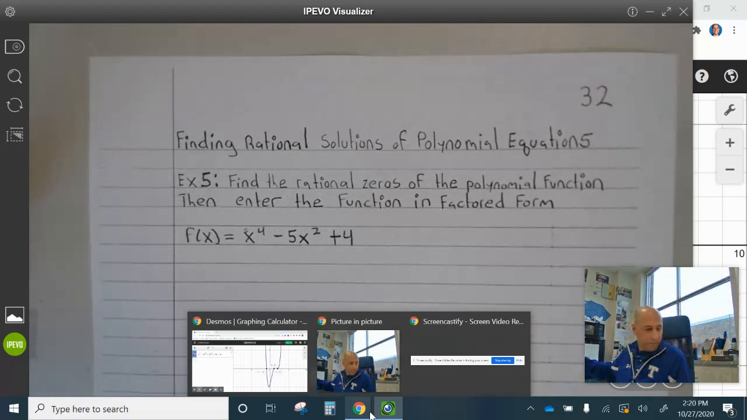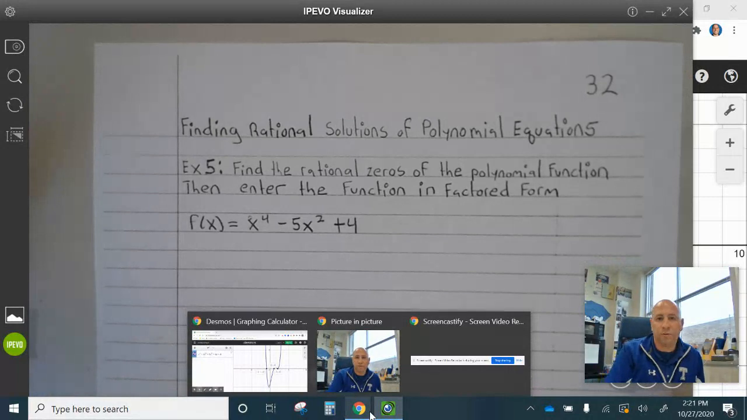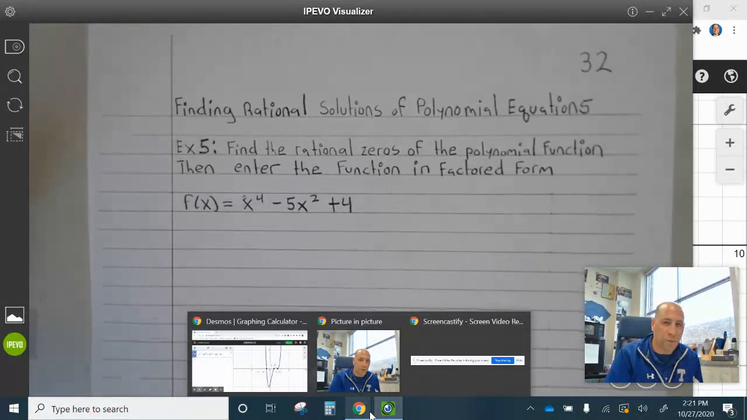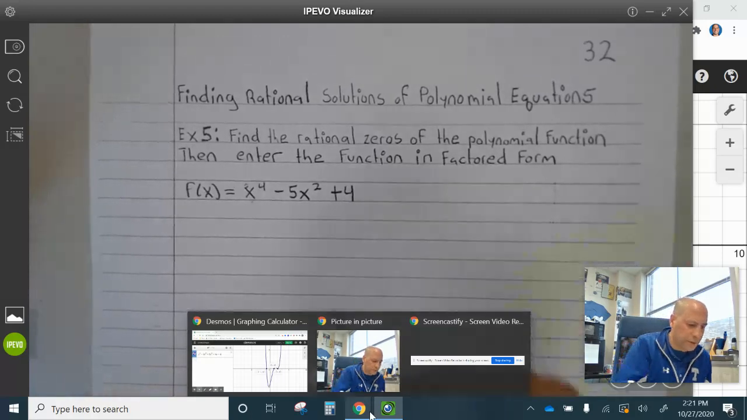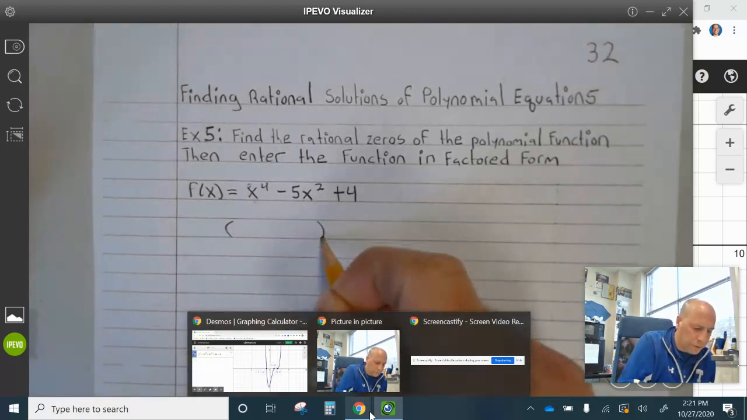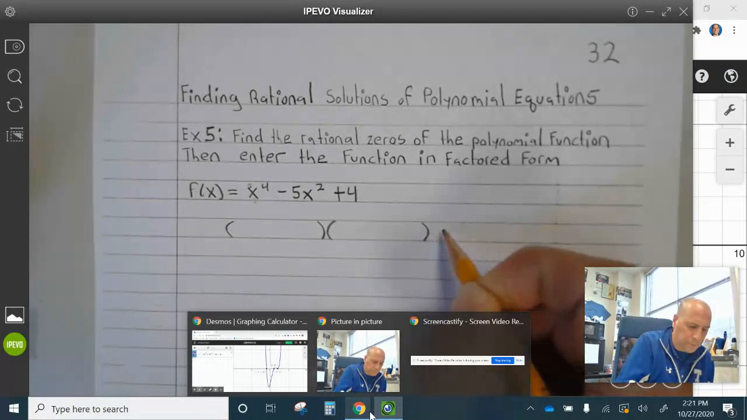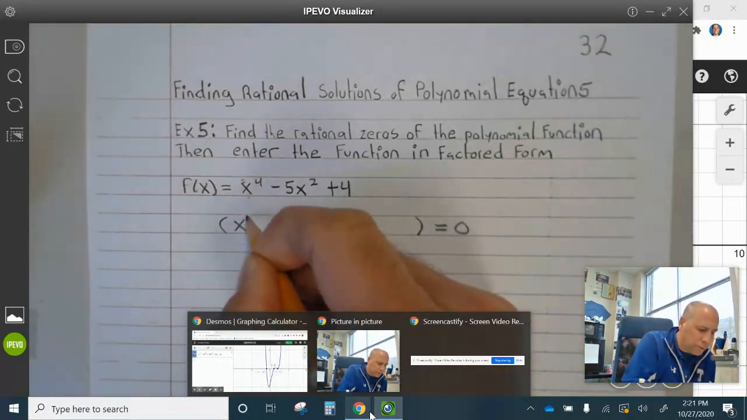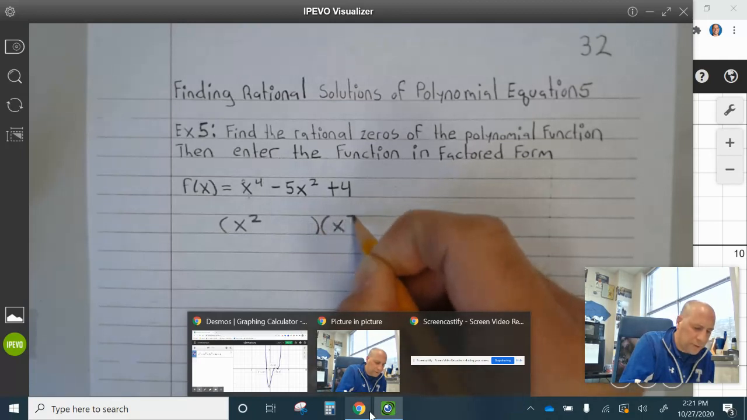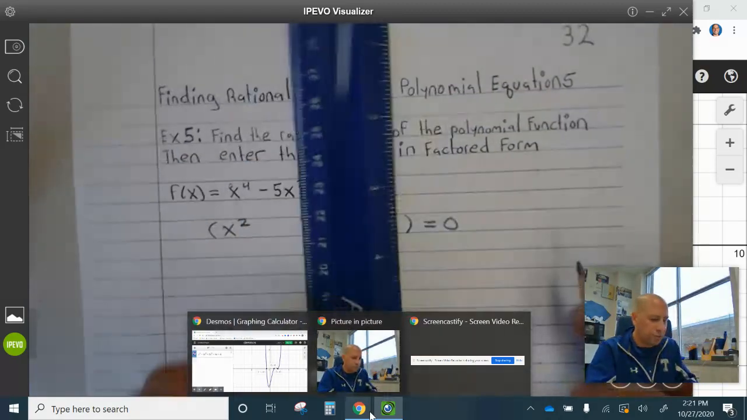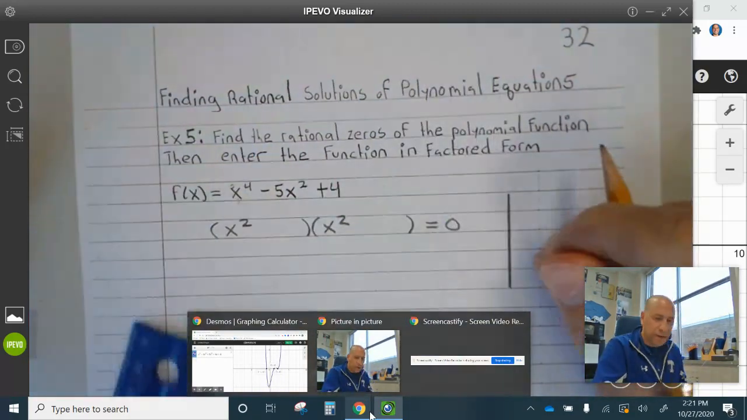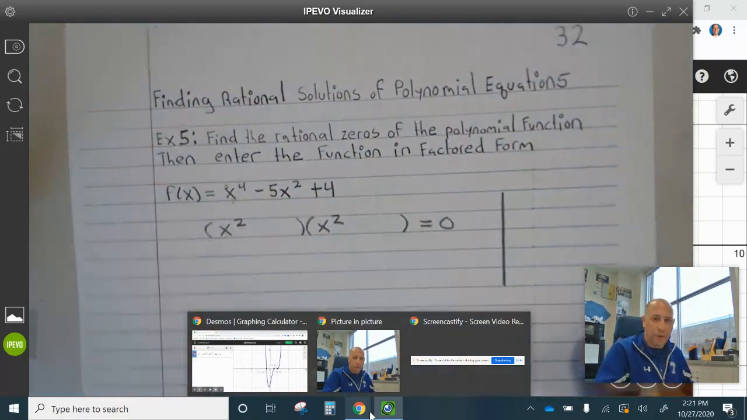All right, example 5. It says find the rational zeros of the polynomial function, then enter the function in factored form. Now this one's unique in that we can actually factor it because of x fourth. Now this is a unique factoring, and let me show you what I mean. To make x fourth, it's going to be 2 parentheses, set equal to 0. We know that x squared times x squared makes x to the 4th. And now all we need to do is find all the numbers that multiply to give you positive 4 and combine to be negative 5.